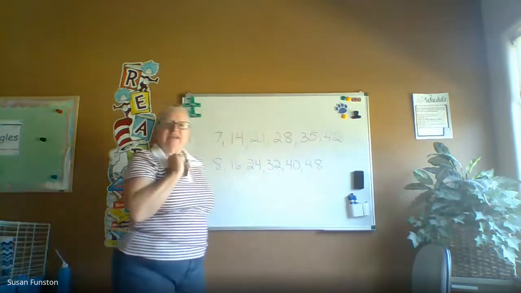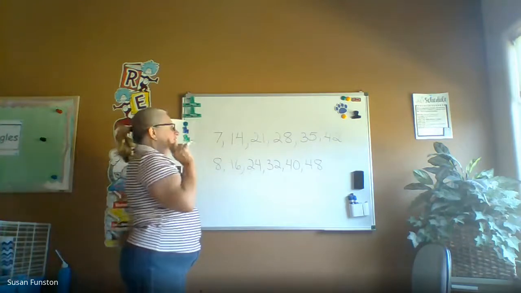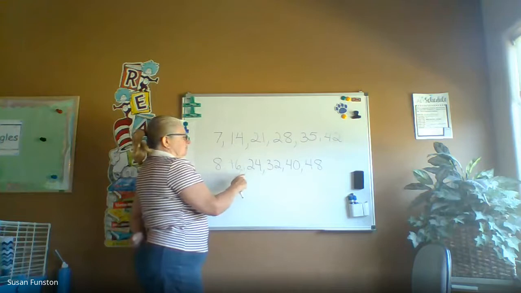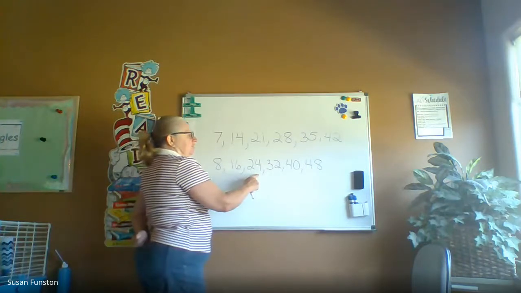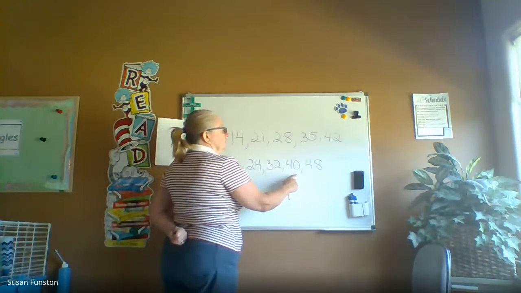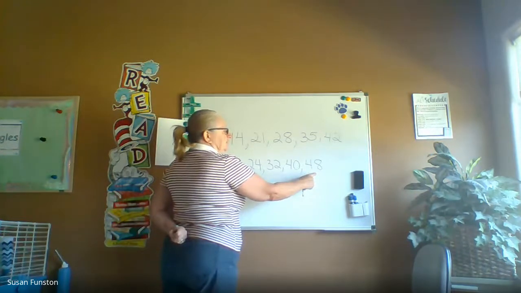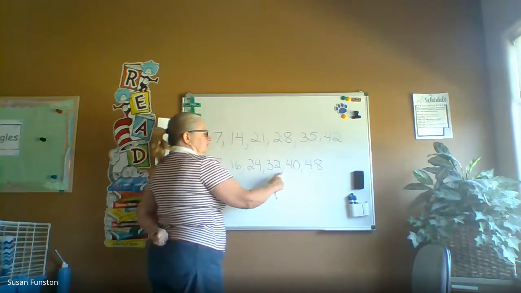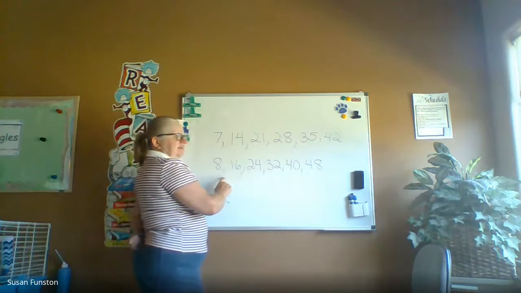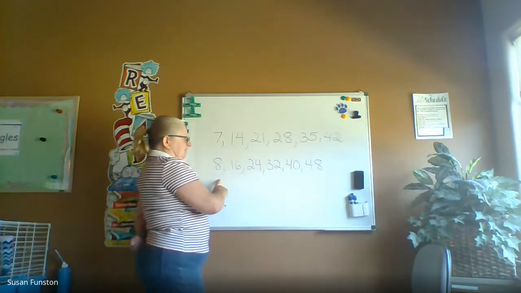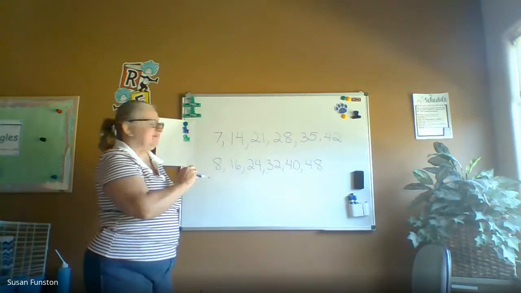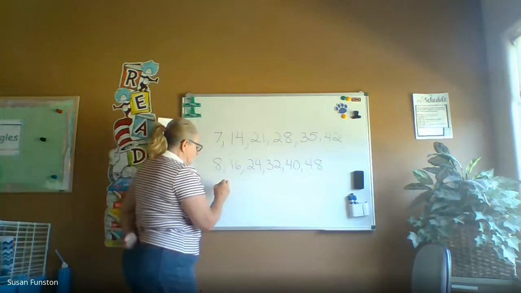All right, let's count together. Ready? Go. 8, 16, 24, 32, 40, 48, 40, 32, 24, 16, 8. All right, you guys are doing so great. I think we're ready for the nines. Okay, let's start with 9.